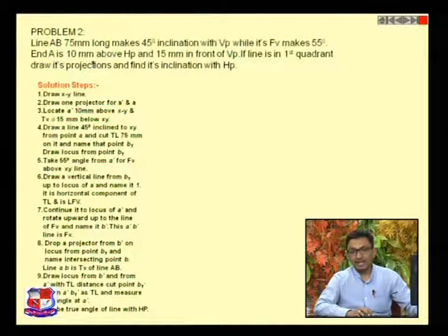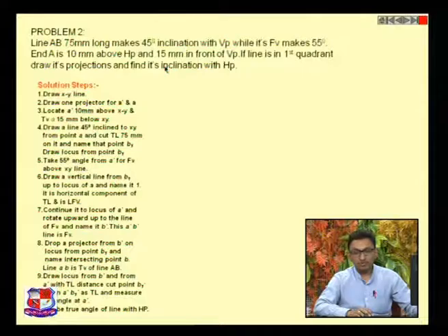And A is 10 mm above HP, which means that point A would be 10 mm above XY line, 15 mm in front of VP, which means that 15 mm below XY line. We need to draw the projection. We need to find out the true length as well as we need to find out the front view and the top view, as well as we need to find out the inclination with the HP. We have not been given any sort of inclination with the HP.